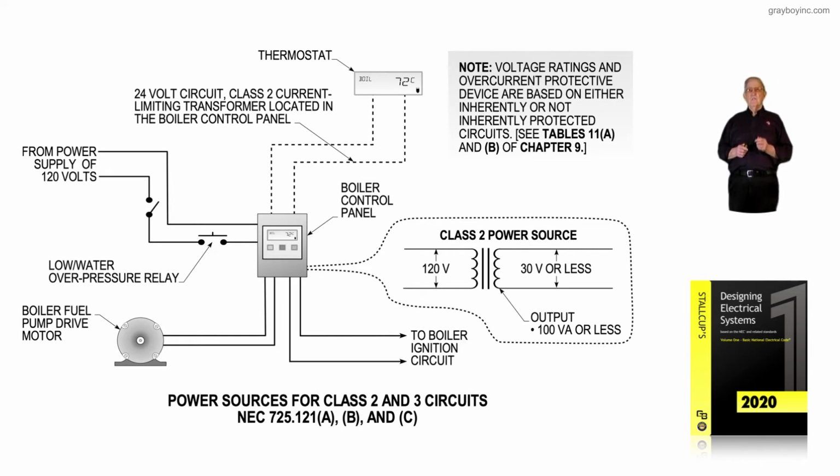Now, the note gives us some additional information, that the voltage ratings in the overcurrent protective device are based on either inherently or not inherently protected circuits. And again, to see the output of these circuits, we're instructed to see Tables 11A, B, and C of Chapter 9. And we would get the output for Class 2 and Class 3 circuits.